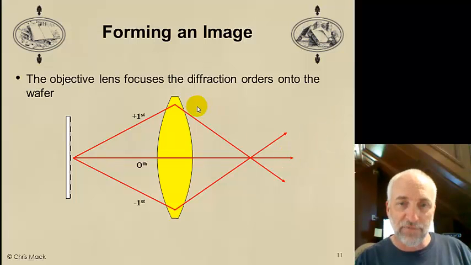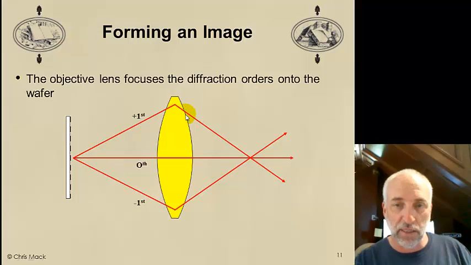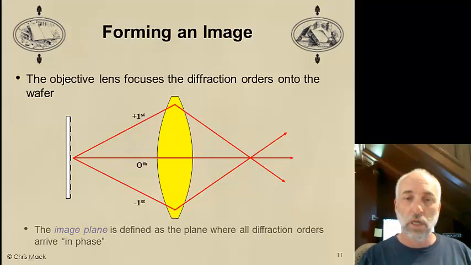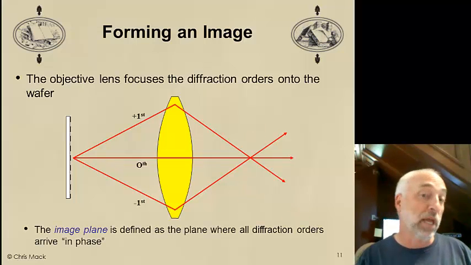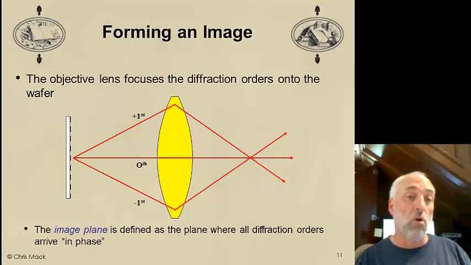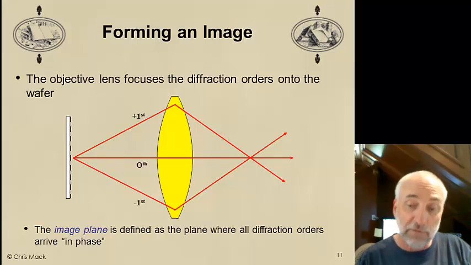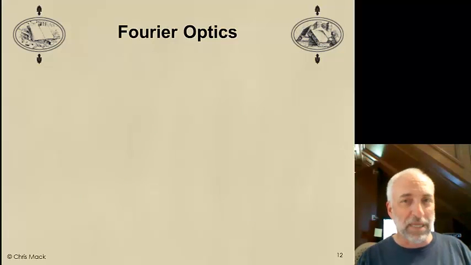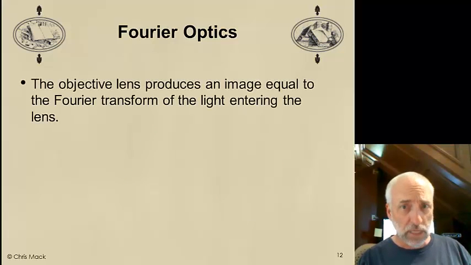Well, if I think of it from a simply geometric perspective, light comes in, it's bent by the lens, and it focuses down to a point. All the diffracted orders will turn into plane waves that are focused down to the image. We can define the image plane as the plane where all the diffraction orders arrive together in phase, so we get constructive interference between these diffracted orders. But probably a better way to think about it is Fourier optics.